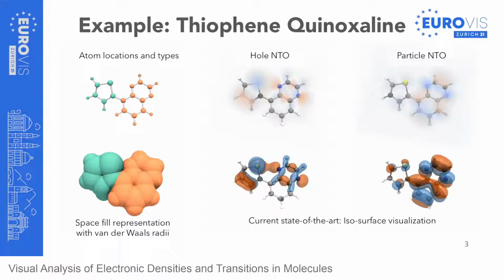Usually chemists use isosurface visualization for studying this problem. They roughly say that the charge transfer happens between thiophene and quinoxaline because you see there is more charge density on thiophene in the hole NTO, and the charge density is less on the thiophene side in the particle NTO. But fundamentally, we need a quantitative approach for this problem. So this is the problem we are going to address in this paper.